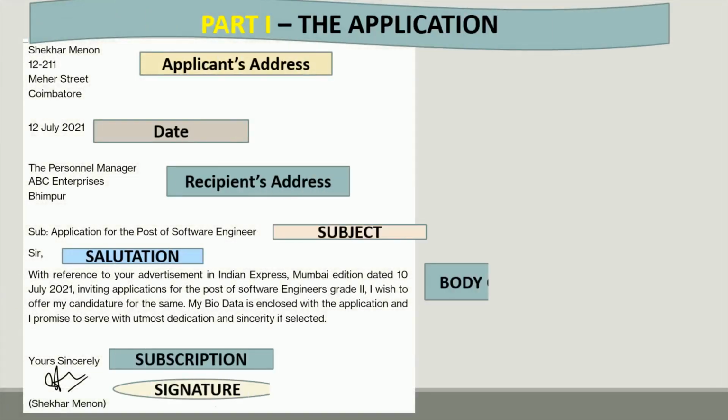Since all of you are quite familiar with the application part, let us run through the components quickly in order to save some time. As you can see in the sample, we begin with the applicant's address followed by date, recipient's address, subject, salutation, body of the application, subscription and signature. When you read the body of application carefully, you would notice that the source of information, that means the source from which we have come to know about the vacancy, is mentioned. Do remember to mention this in your application.